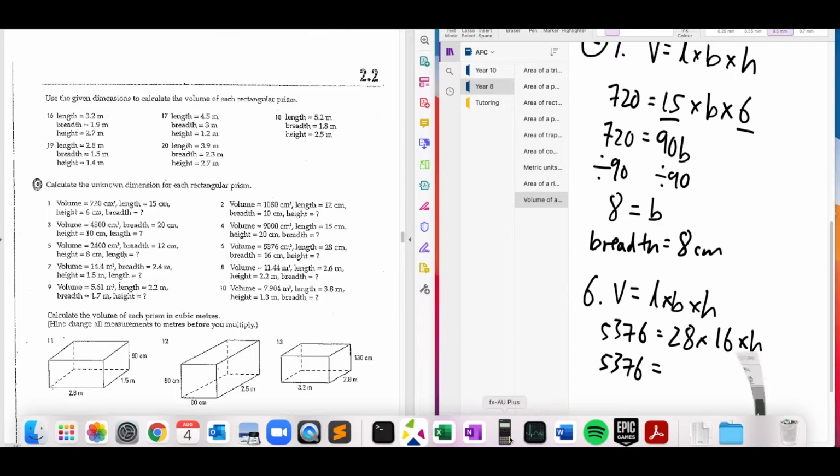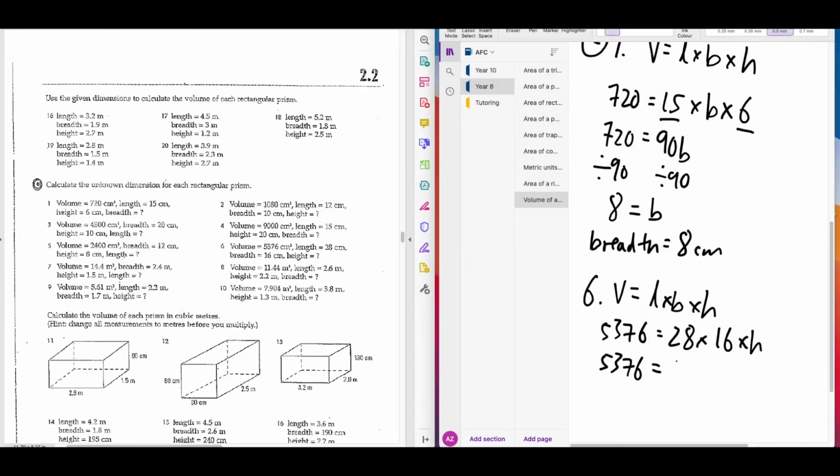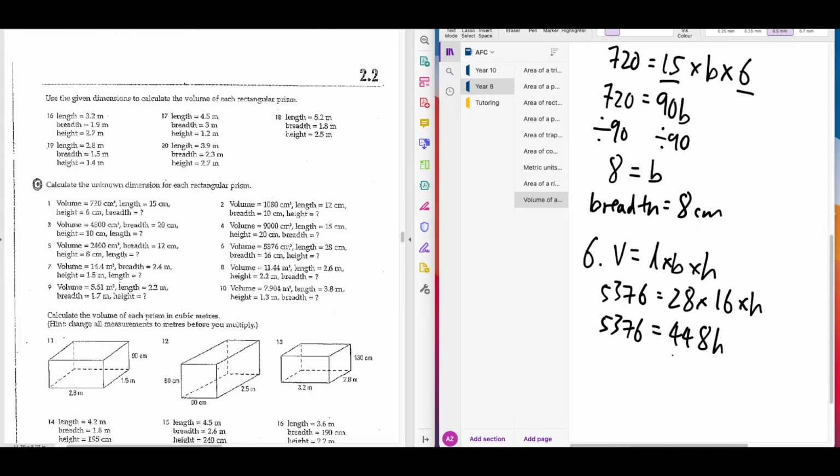Well, we can use this guy for help. 28 times 16 is 448, okay? So this is equal to 448 times h, right? Which is 448h. Now, how do we solve for h? We can divide both sides by what? 448. There we go.